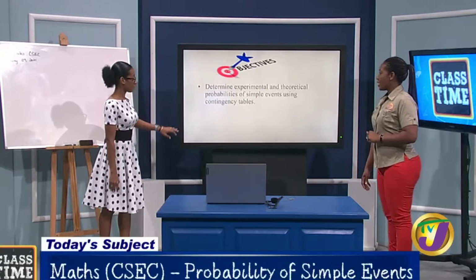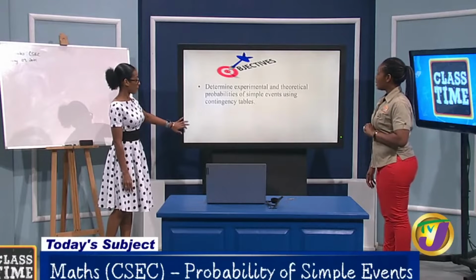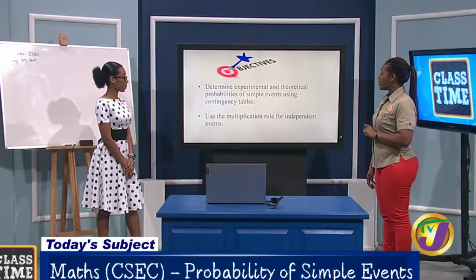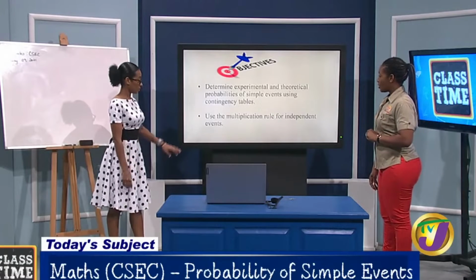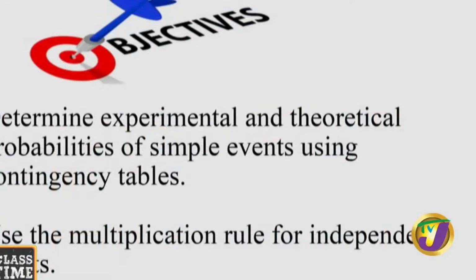Let us begin. So the objectives for today's lesson are: determine experimental and theoretical probabilities of simple events using contingency tables, and use the multiplication rule for independent events.